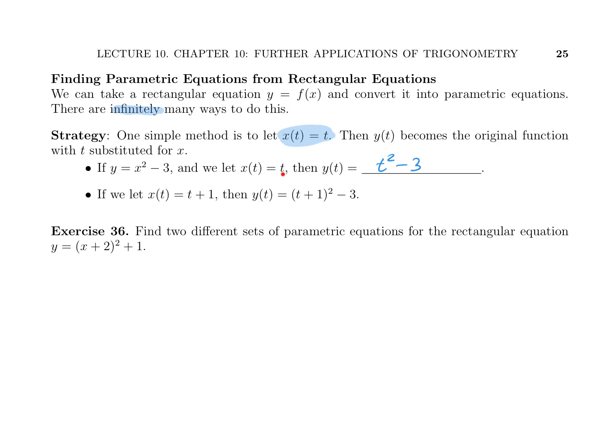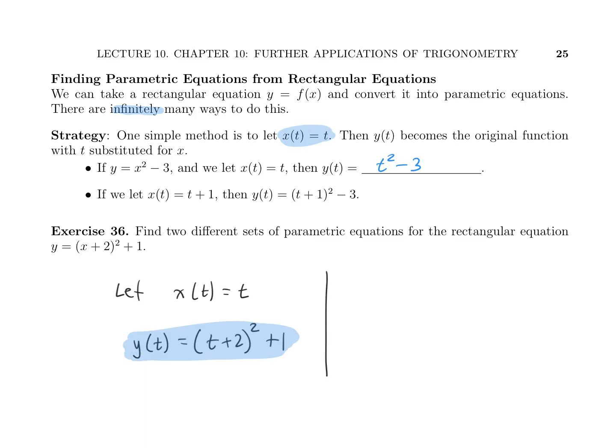For the first set, we'll let x of t equal t, and for the second set, we'll let x of t equal t plus 1. So let's start with the first set. Let's let x of t equal t. If we do that, then the y of t parametric equation becomes, instead of x plus 2, it becomes t plus 2 to the second power plus 1. So that is our first set of parametric equations. It's really pretty simple. As you can see, you're just replacing the x with the t.